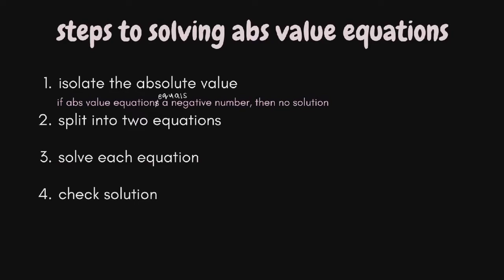Here are the steps to solving absolute value equations. First, we want to isolate the absolute value. If the absolute value equation equals a negative number, then it's not going to have a solution because, like we said before, absolute value is the distance from 0, so it's always going to be positive, or it can equal 0. So you want to split it into two equations, solve for each equation, and then check. So here are some examples.